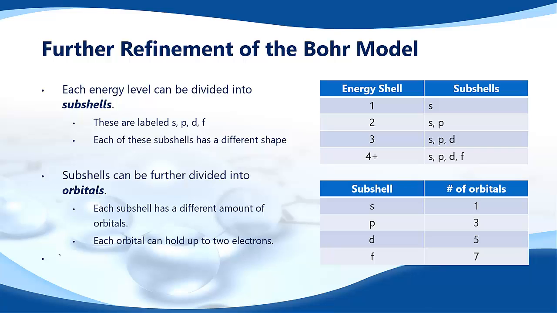Right? So the sunny room only had 1 bunk, the pink rooms had 3 bunks. S subshells have 1 orbital, P subshells have 3 orbitals, D's have 5, F's have 7. And just like bunk beds, each orbital can hold 2 electrons, just like a bunk can hold 2 people.